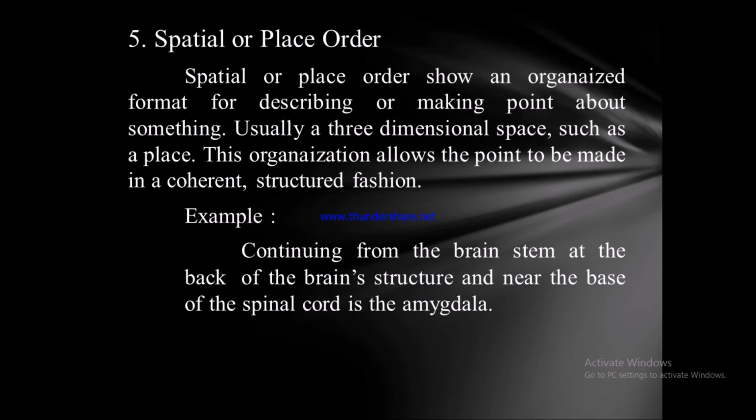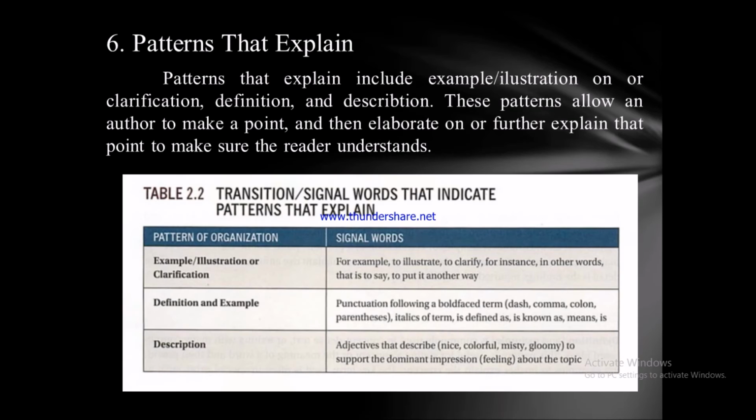Number 5. Spatial or place order. Spatial or place order shows an organized format for describing or making a point about something, usually a three-dimensional space, such as a place. This organization allows the point to be made in a coherent, structured fashion. Example: continuing from the brain stem at the back of the brain structure and near the base of the spinal cord is the amygdala.